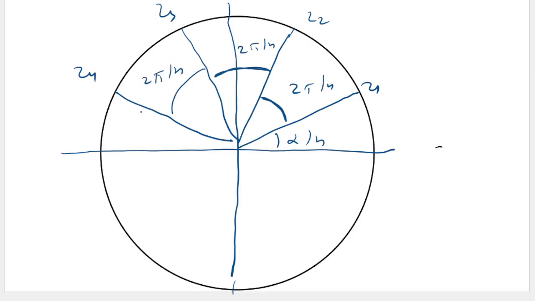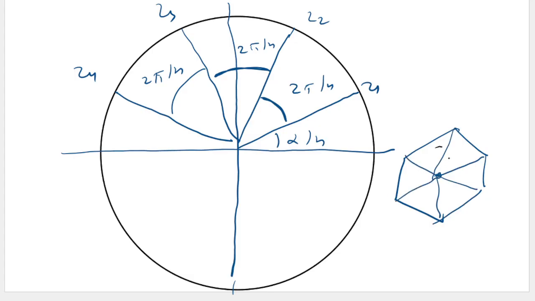Since we know that in any regular polygon, if we join the vertices with the center, the angle subtended by each side is the same. This is, let's say, theta, this is theta, this is theta, and so on. Since the angle subtended is the same, hence they form a regular polygon. Got it? So essentially here it's a regular polygon.